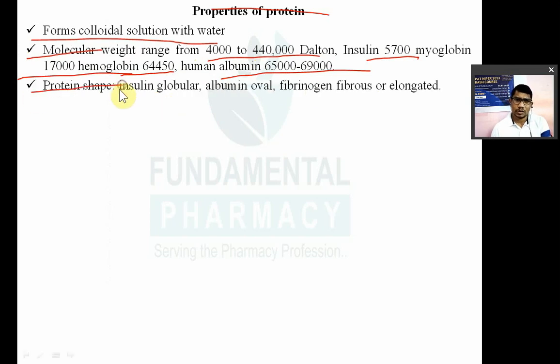प्रोटीन का शेप. नाउ देयर माइट बी डिफरेंट शेप्स ऑफ प्रोटीन. सो इंसुलिन हैज अ ग्लोबुलर शेप, एल्बुमिन हैज अ ओवल शेप, फाइब्रिनोजेन जो क्लॉटिंग फैक्टर होता है इट इज अ फाइब्रस और इलांगेटेड शेप. सो प्रोटीन का शेप भी अलग-अलग होता है.